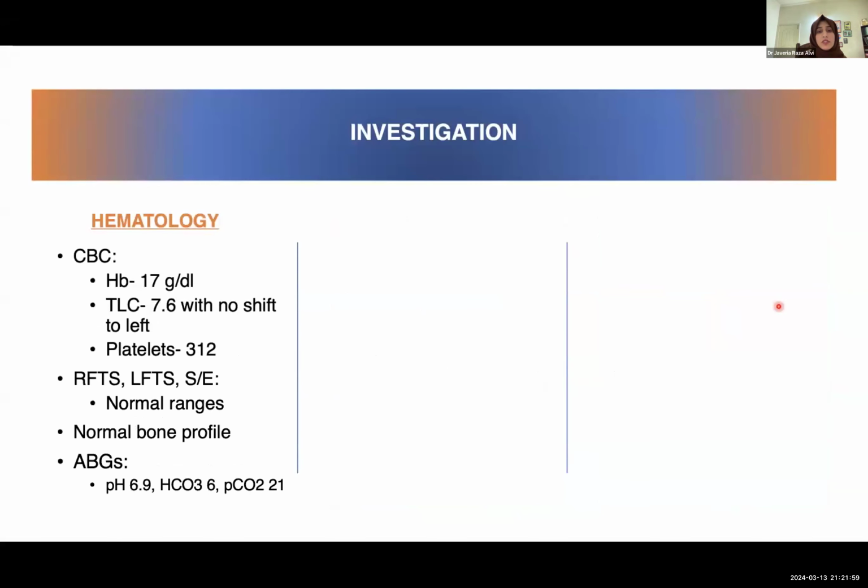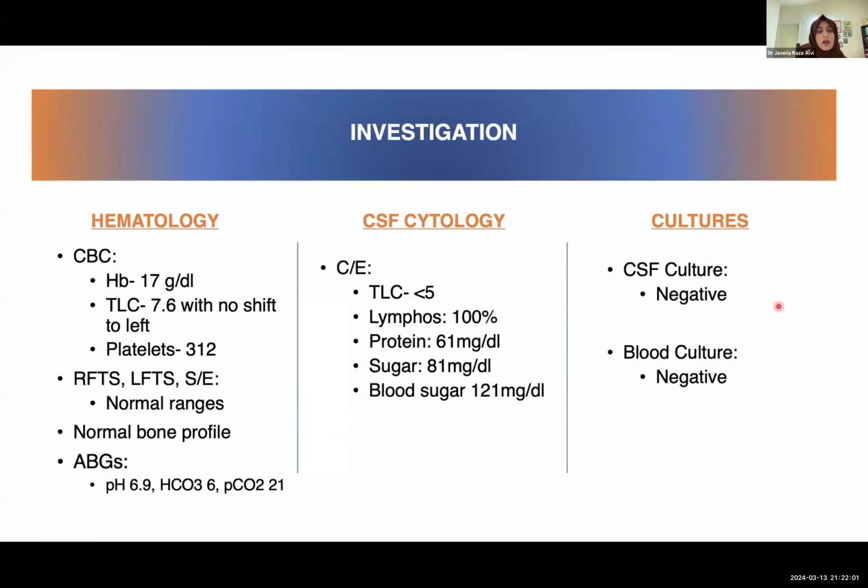So these were the investigations that were done during the course. The CBC showed a normal hemogram with normal serum electrolytes and normal bone profile. But the ABGs showed severe metabolic acidosis with pH of 6.9 and bicarb of 6. To rule out infectious etiological factors, the CSF was done, which was negative, along with the cultures. This severe metabolic acidosis was immediately corrected with fluid boluses and bicarb infusions.